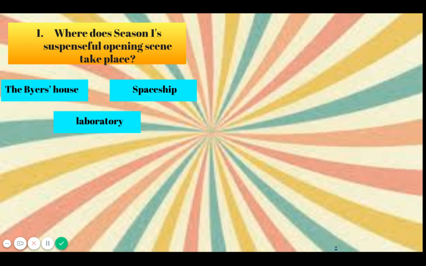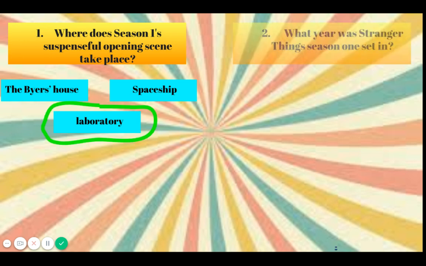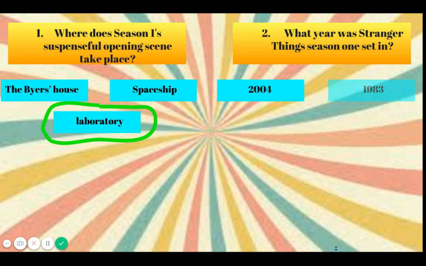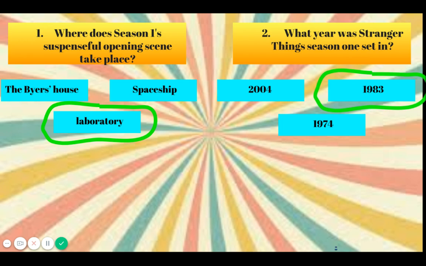The correct answer is the laboratory. Next question. What year was Stranger Things set in? 2004, 1983, or 1974. The correct answer is 1983.